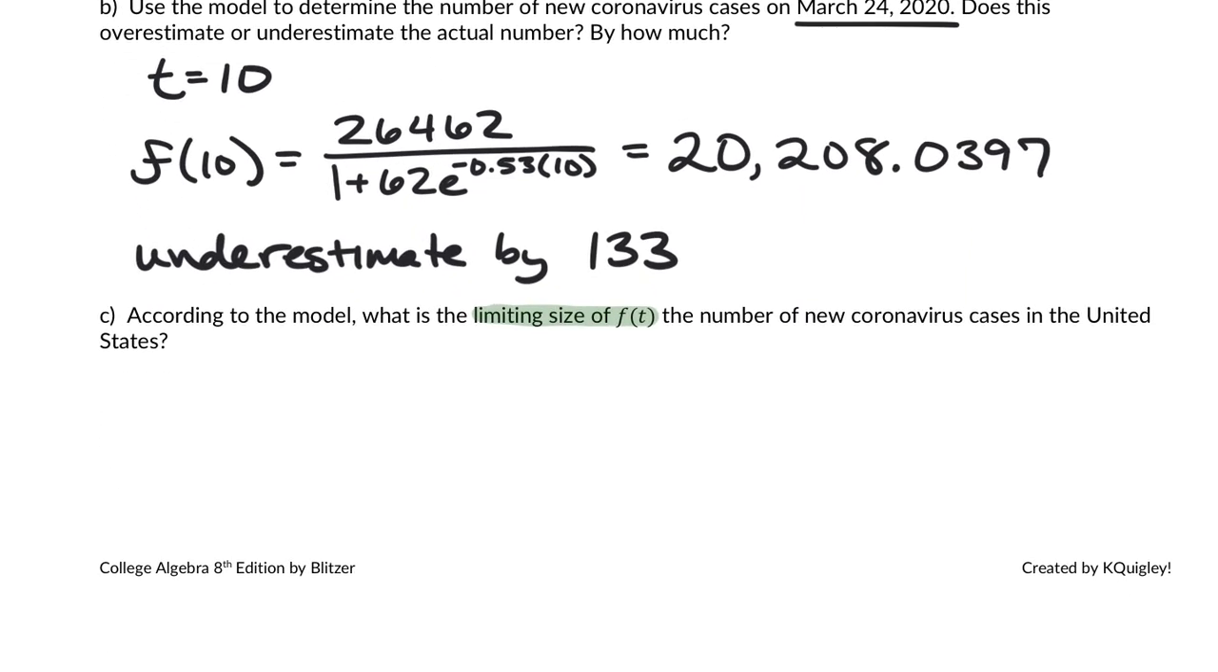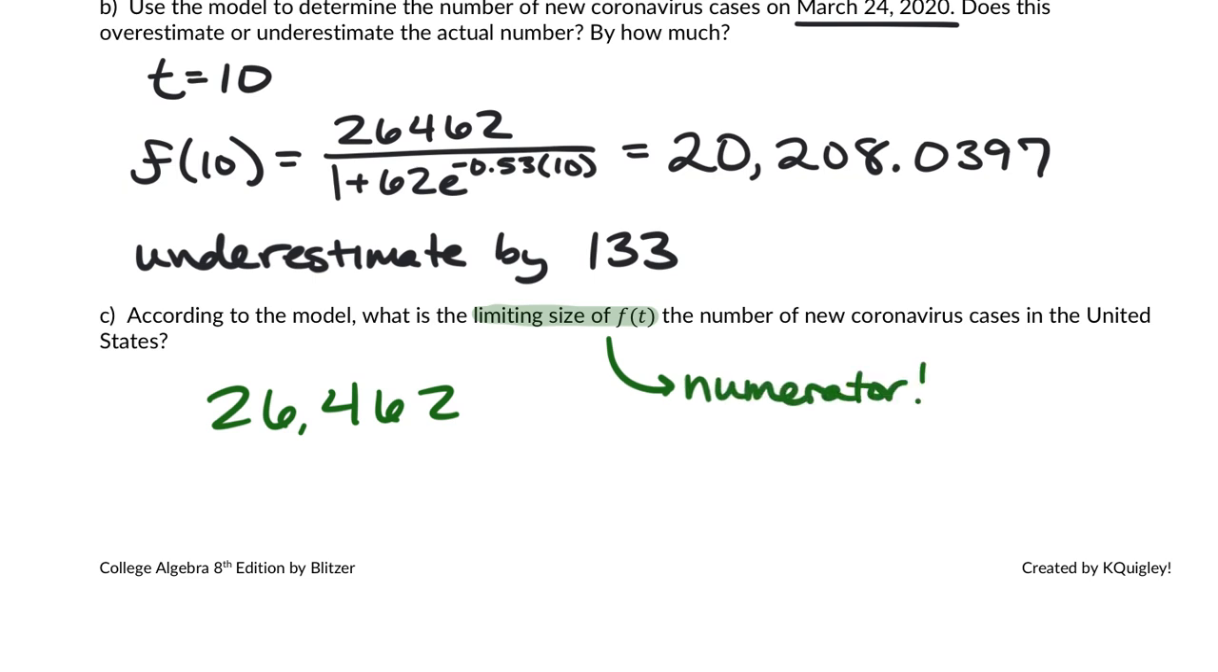What's that numerator? That is the limiting size of this model. Basically, this model is saying that no more than 26,462 people would get the coronavirus based on our model. We know from experience that might have been a little different, but based on our model, whatever that numerator is, that is the limiting size. Maybe you write that note for yourself, so it's the numerator. Whatever number is there is your limiting size. That's going to be the location of the top horizontal asymptote for this function.